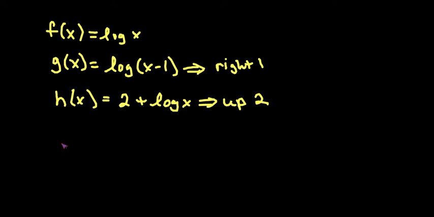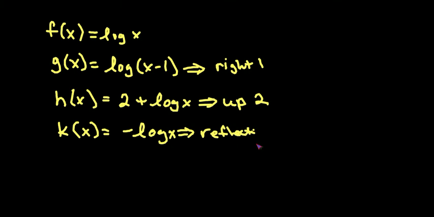Let's look at one more here. Let's do k of x, and let's say we just do negative log of x. Since that's on the outside, it's going to affect the y, so all the y's get multiplied by negative 1, so that's just going to be a reflection over the x-axis. Now, same thing if it happened on the inside.